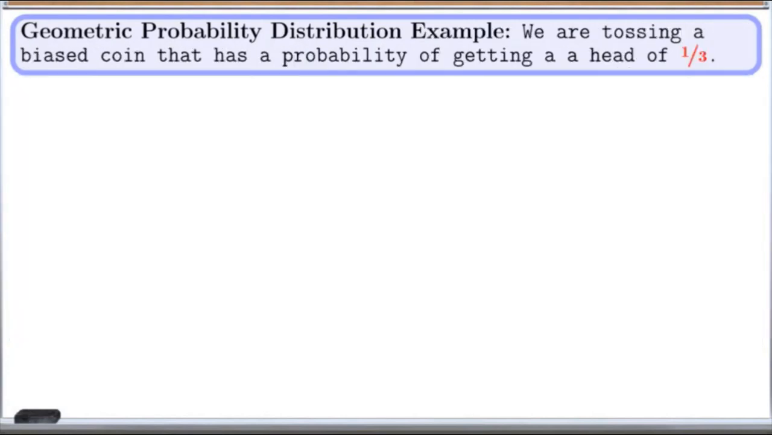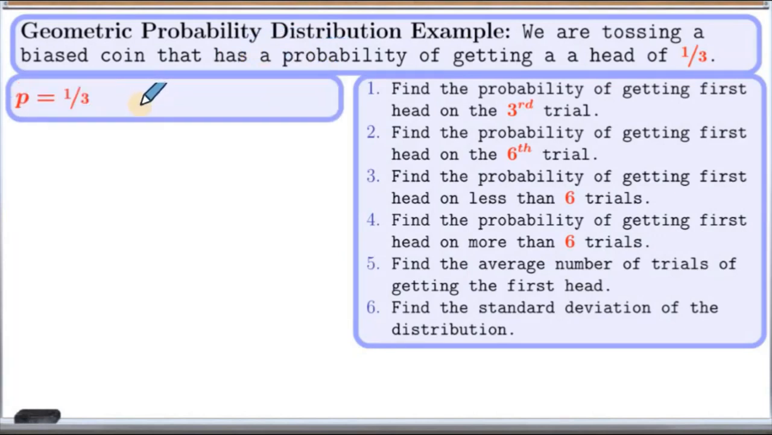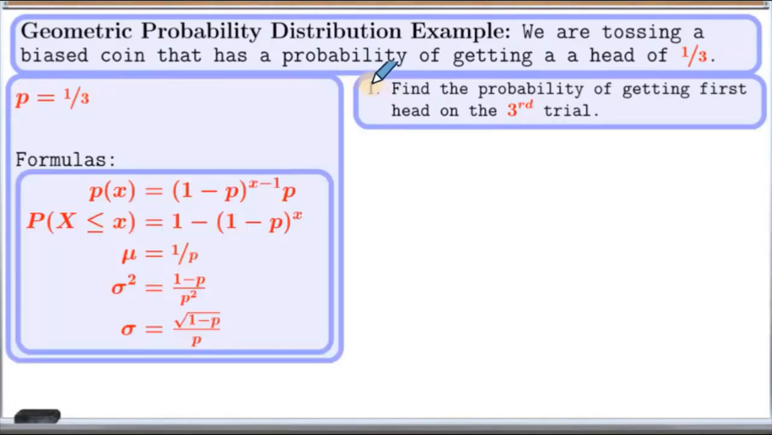Now let's look at this example here. We are tossing a biased coin that has a probability of getting a head of 1 over 3. We will be answering all these probabilities given this scenario. First, we need to find p. So p here is 1 over 3. Now let's look at the very first problem.